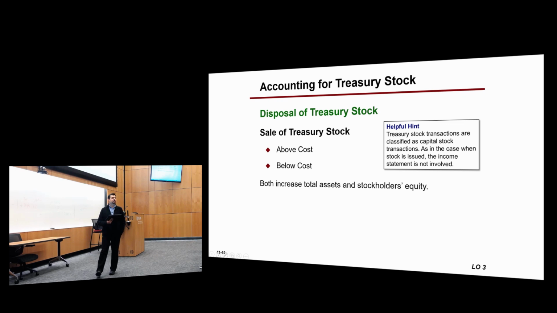Now we'll talk about when the company decides to dispose of treasury stock. They can sell treasury stock either above cost or below cost. If you remember in the example, they purchased it at $8. When they sell it back to investors, in this case they will increase both assets and equity. They will have more shares outstanding, right? So let's see how this happens.